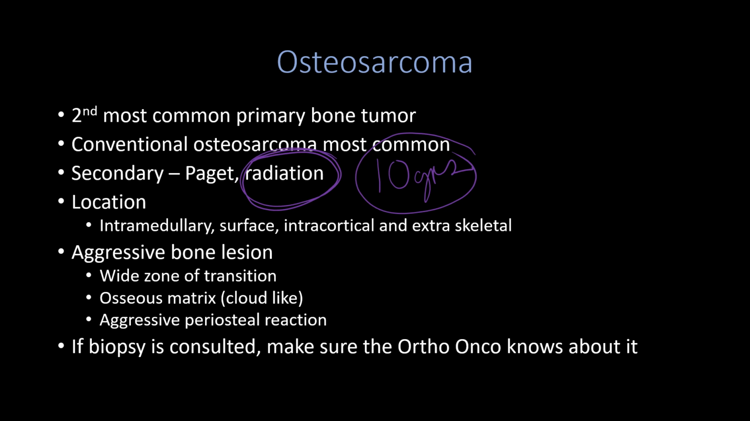And aggressive periosteal reaction, that's where we see the Codman triangle, sunburst, and all those aggressive periosteal reactions we can see in osteosarcoma. Remember, for your life and for the test, if a biopsy is consulted, make sure that orthopedic oncology knows about it. Sometimes they want to tell you exactly where to biopsy because they want to do a flap or they don't want to do any seeding, even though it's very, very rare because we use a coaxial needle, but it's safer just to consult ortho-oncology.